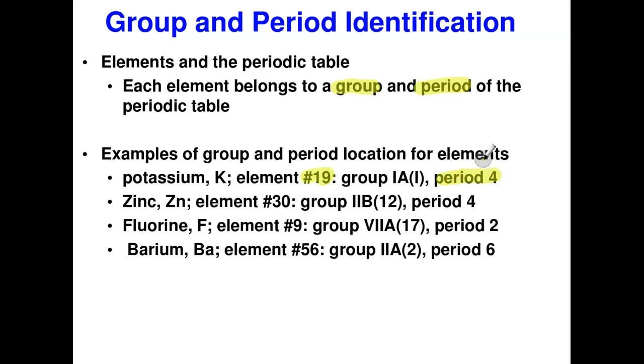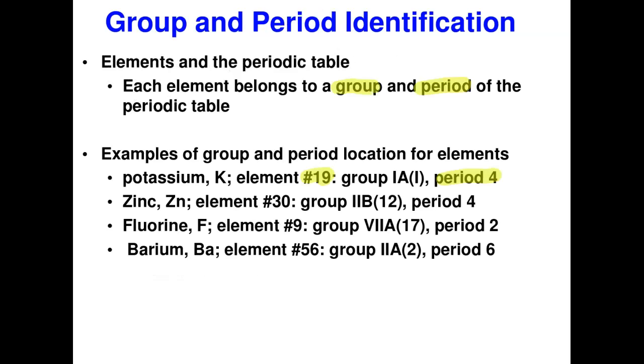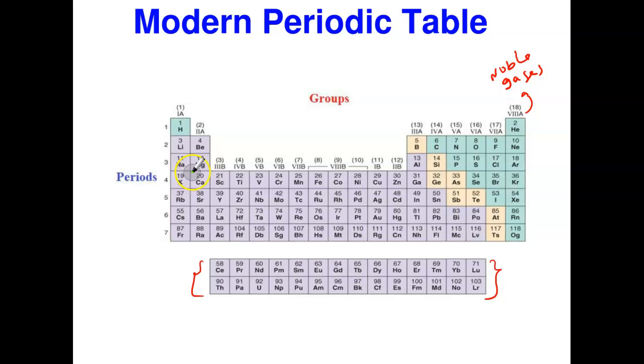So if you're looking at your periodic table, you're going to see that. Just try to look at your periodic table and see that. Let me go back a little bit. If you look at this picture now, this is potassium, number 19. If you trace it, it is in group 1, and it is in period 4. So every element can actually be identified that way.